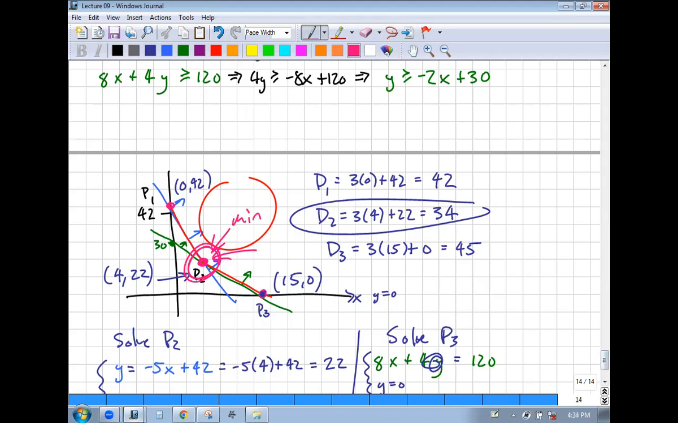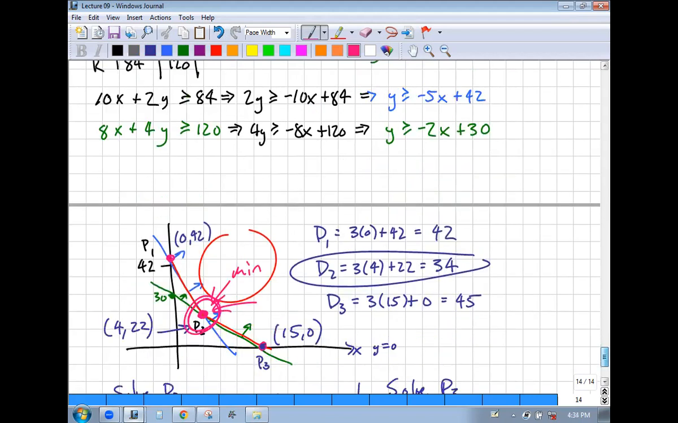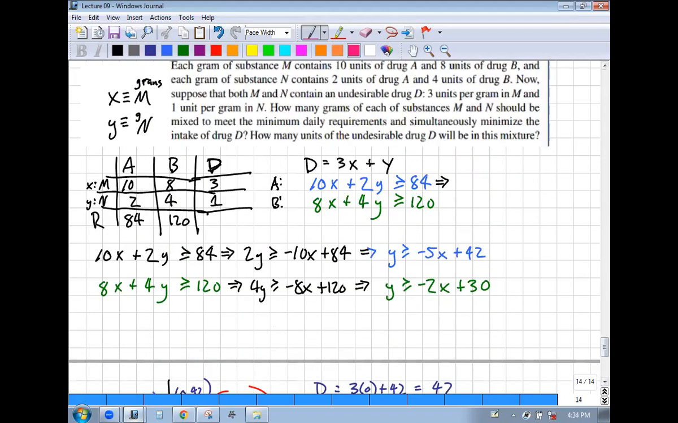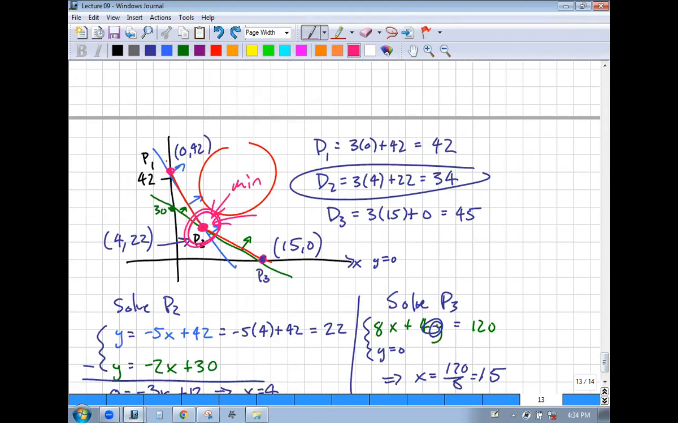And that's kind of easy to see. We should have known that's what it was, because here's D, right? If we rewrite that, Y would be negative 3X plus D, right? So D is our Y-intercept, and it has a slope of minus 3. And you move it up and down, these are constant D values, right? You can see that it's going to be that point right there, that P2.